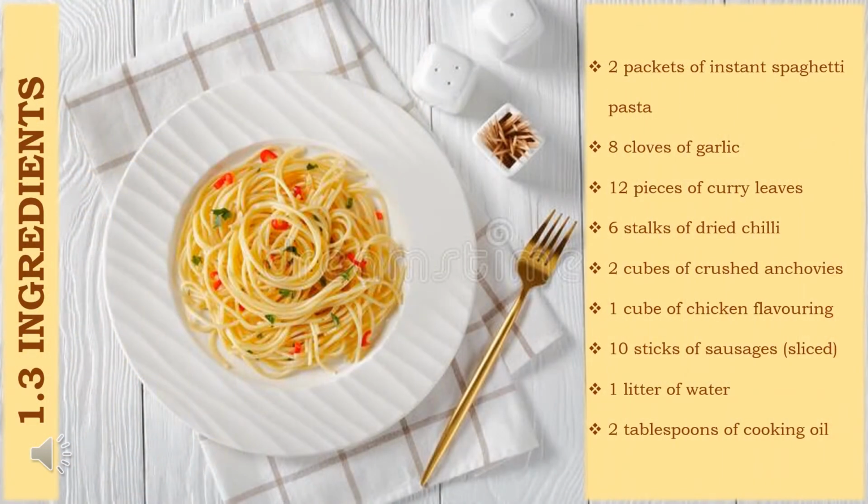In producing Teacher Fuzz's spaghetti aglio e olio, the original ingredients from the traditional Italians and a pinch of Malaysian spices are used cooperatively to ensure the product's uniqueness. Here is the list of ingredients used in preparing spaghetti aglio e olio: 2 packets of instant spaghetti pasta, 8 cloves of garlic, 12 pieces of curry leaves, 6 stalks of dried chili, 2 cubes of crushed anchovies, 1 cube of chicken flavoring, 10 sticks of sausages, 1 liter of water, 2 tablespoons of cooking oil.